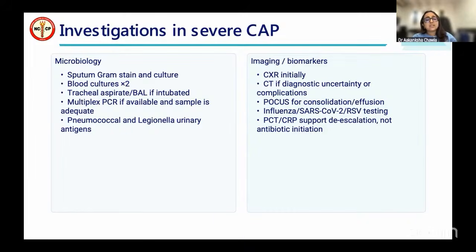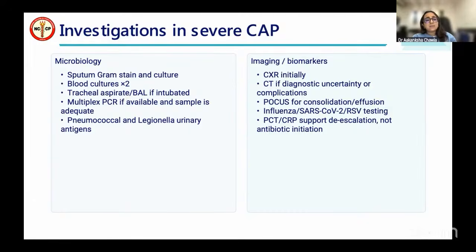Now, investigations for a severe CAP include, of course, the entire microbiology. So you send your sputum for gram stain and culture, and blood culture, 2 sets. Then if the patient is intubated, you send the ET secretions, and bronchoscopy if it is indicated. Multiplex PCR if it is available, and if sending it is going to bring about a change in your management. And of course, sending the pneumococcal and Legionella urinary antigens.